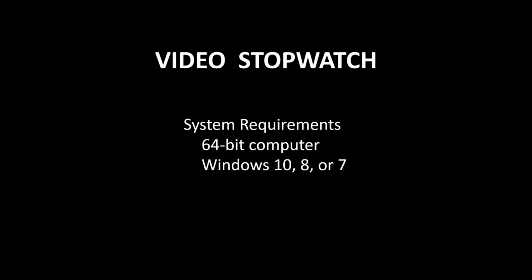Video Stopwatch is a file-based trick timing software package based on Bob Corson's Video Trick Timer, but updated with technology improvements over the past 15 years. It works on a 64-bit Windows 10, 8, or 7 operating system. Do not try to use it on 32-bit systems or operating systems older than Windows 7.